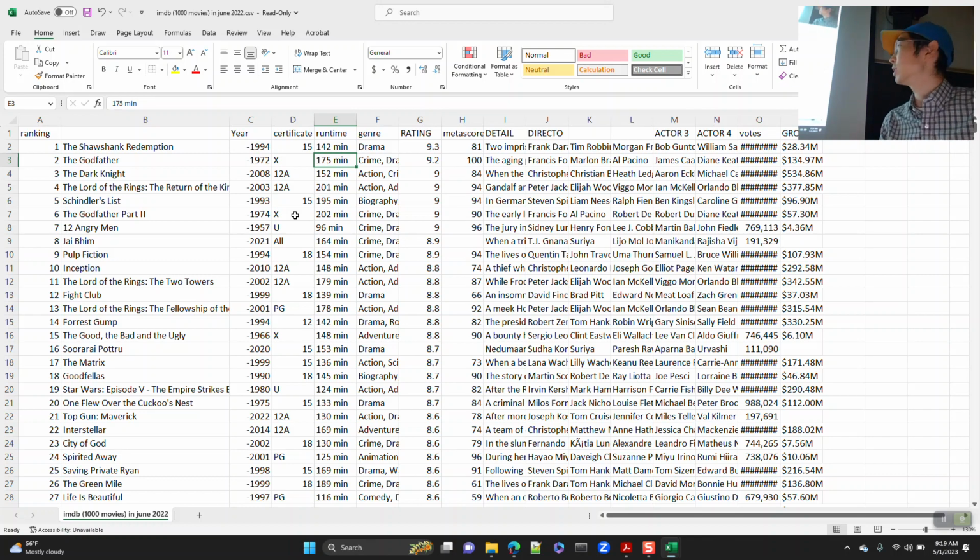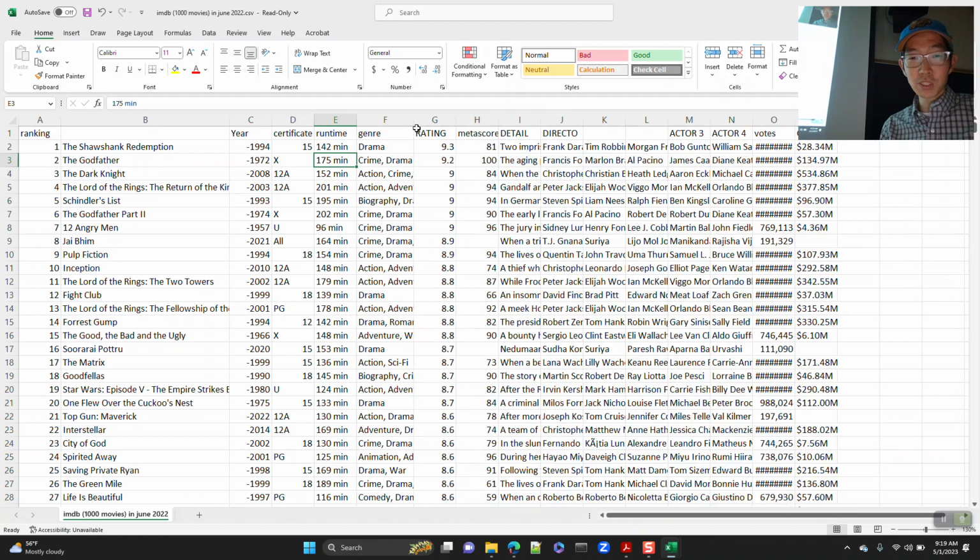Then you have runtime, the genre of the movie, the rating of the movie, and this Metascore. This is the IMDb rating, and the Metascore is from another rating website. Then there are details about the movie: two imprisoned men bond over a number of years; the Godfather, the aging patriarch. So it's got a description of the movie, the director of the movie, and then some of the main actors.